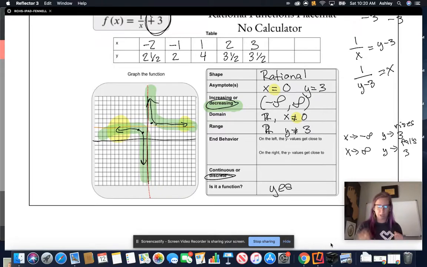We talked about end behavior, we talked about discrete, and yes, of course, this is a function because every input has one and only one output.